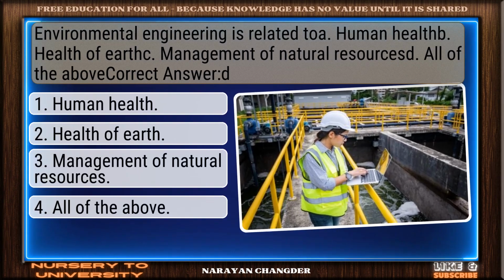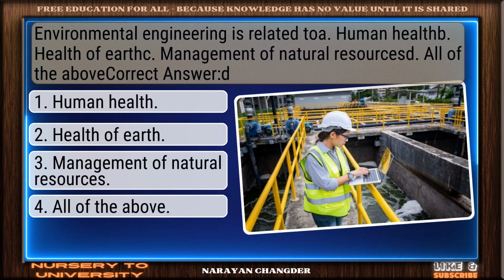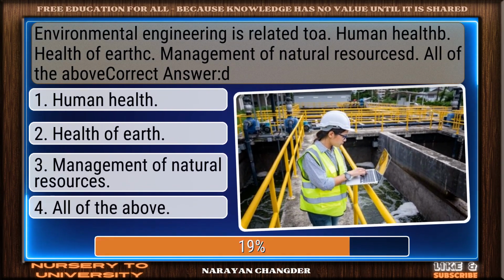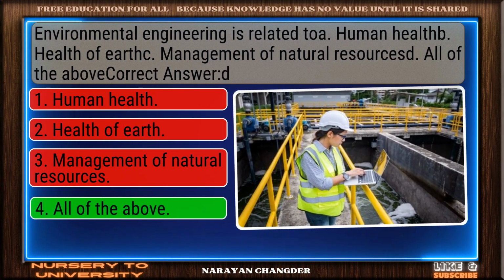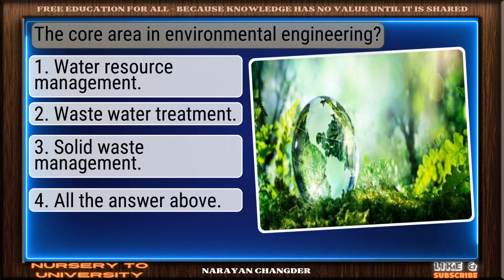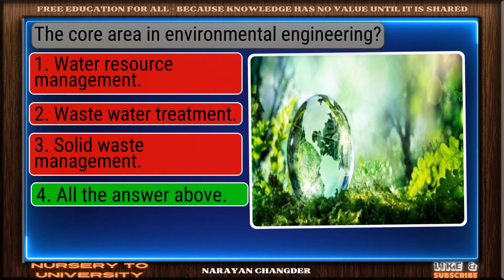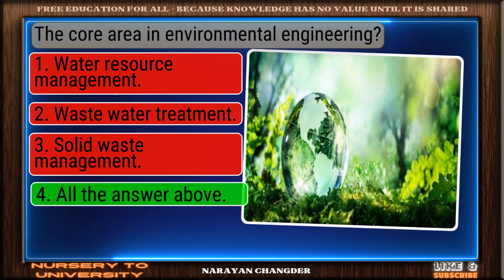Environmental engineering is related to human health, the health of earth, and management of natural resources. All of the above are correct. Answer D. Sharp thinking. All of the above is the right choice. The core area in environmental engineering. Right again. All of the above is a valid answer.